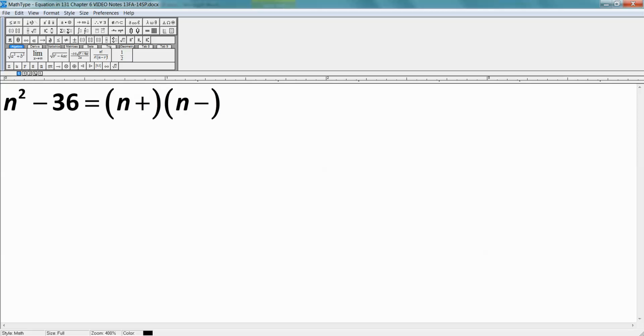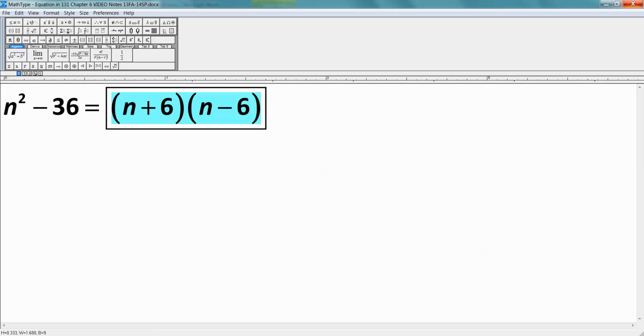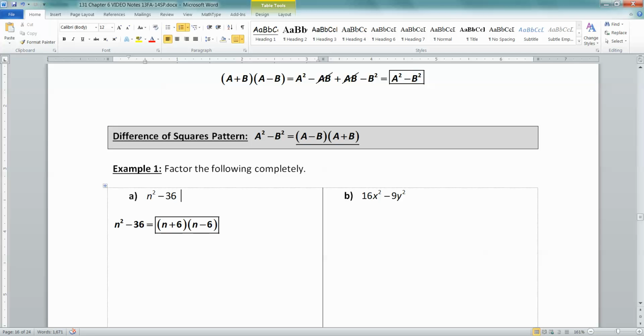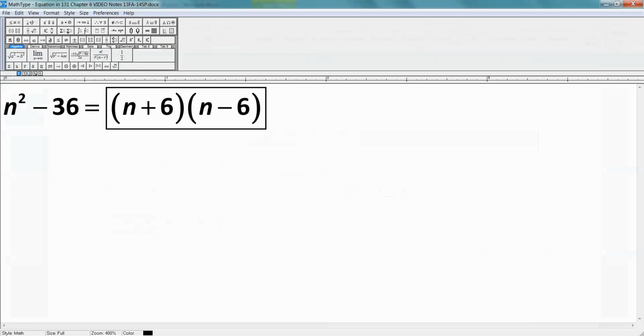And then you need to think, what number could I put in both spots that would multiply to get me 36? Well, it's got to be the same number because otherwise the outers and inners won't cancel like we need. So that would be plus 6 and minus 6. It's the easiest factoring you can get, right? Simple as pie. When you see a difference of squares, it's got to be equal to the sum and then the difference, right? They're conjugates. N plus 6 and n minus 6.